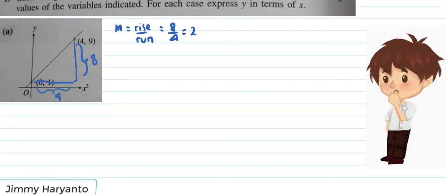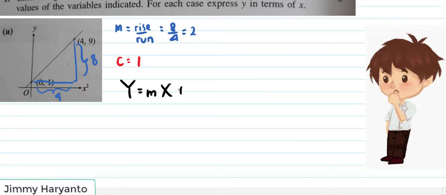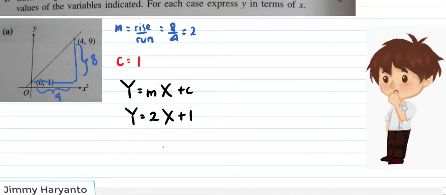Okay, so we have m, and then the c. The c is already shown in this graph. What is c? c is the y-intercept, right? The y-intercept is (0, 1), so I can tell that c equals 1. I can see it directly. I hope you can see it too. And then the equation will be big Y equals m big X plus c. We can put the m and the c into this equation, so it will become 2X plus 1. There you go, we have the equation for the straight line.